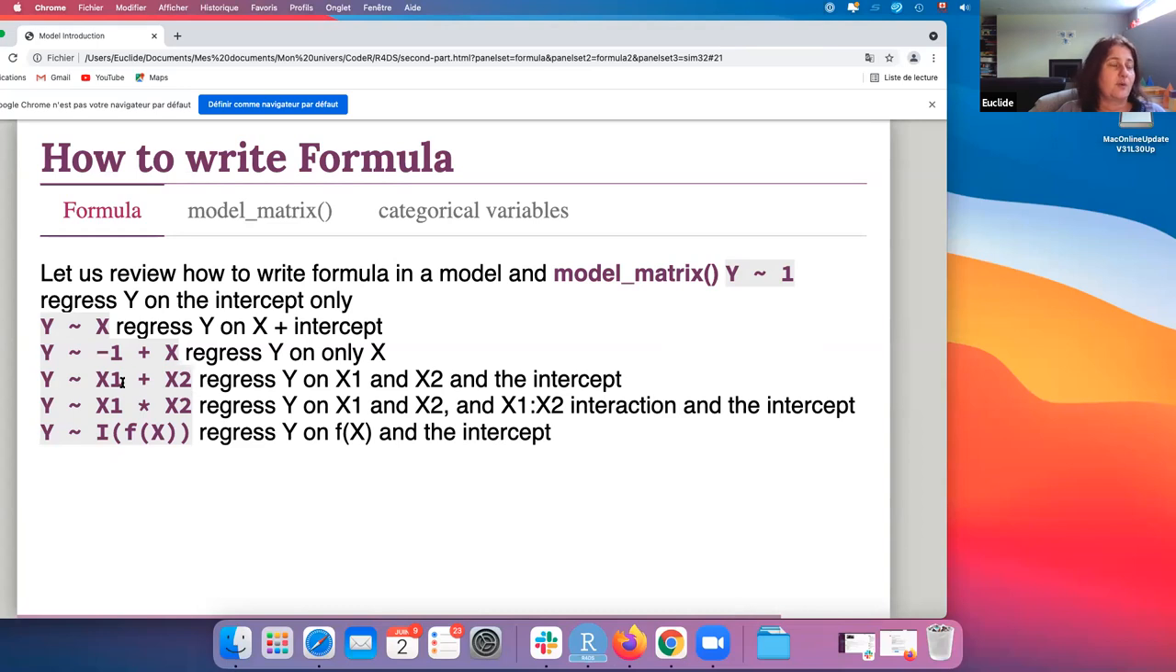Now we have x1 and x2, and this notation says that we are going to have the interaction. So it's x1, x2, and the interaction; don't forget that it's one, two, and the interaction. Also, when you want to do something quadratic, or regress not directly on x but on log of x, you are supposed to use I and then write the function. This part is outside the book, but it was a good time just to review.